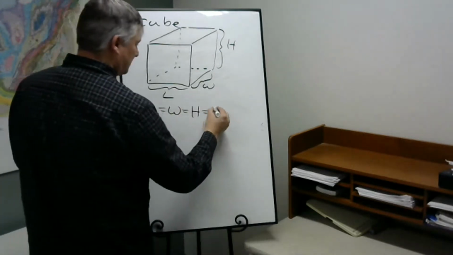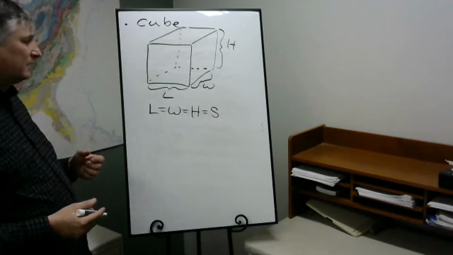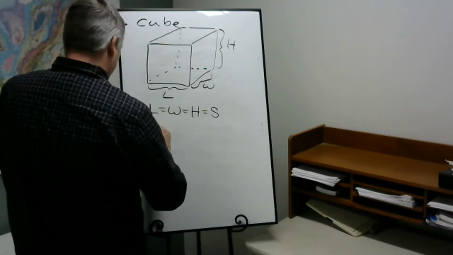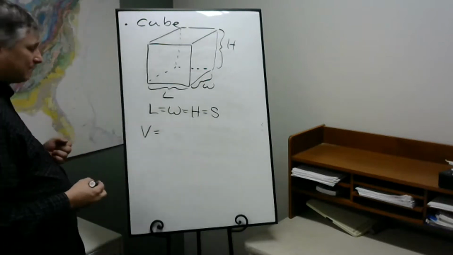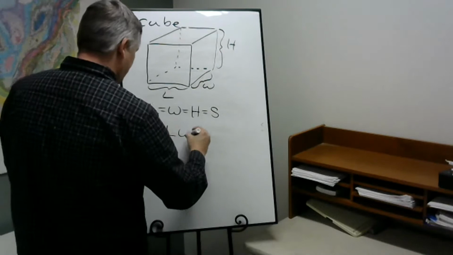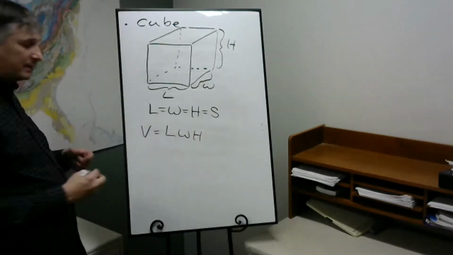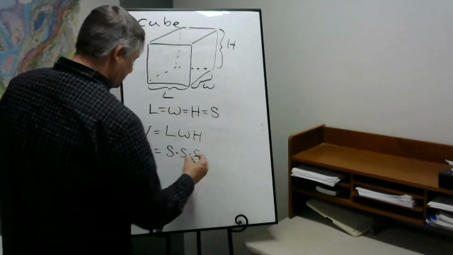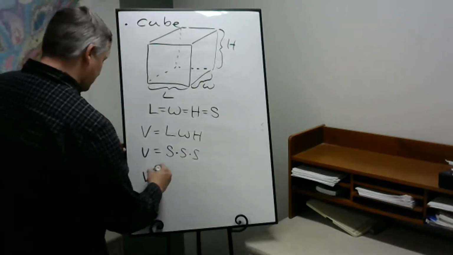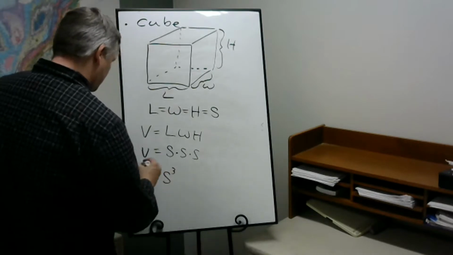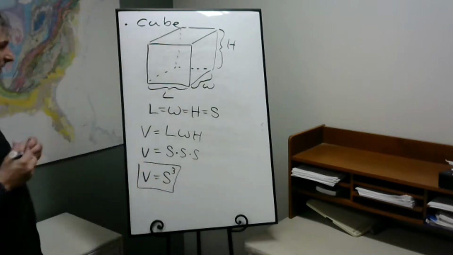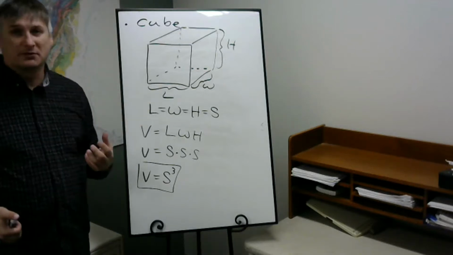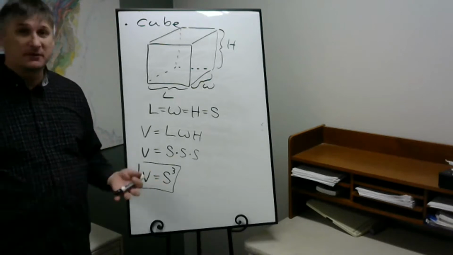And let's say it's some amount S. We're going to do the same thing here like we did with the square. Call that one measure S. So the volume, which is length times width times height, now becomes S times S times S, or the volume is just S cubed. So when working with problems that have a cube, you might only be given one measure of one of the sides, and then you have to use this formula to figure out the volume.